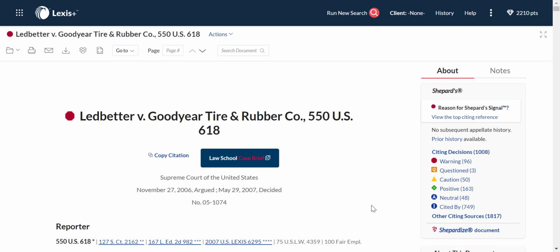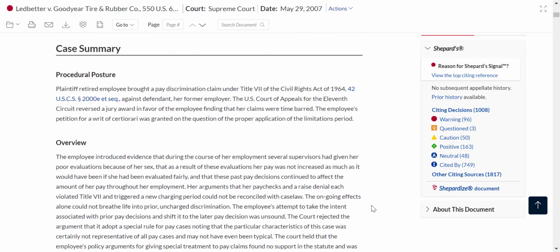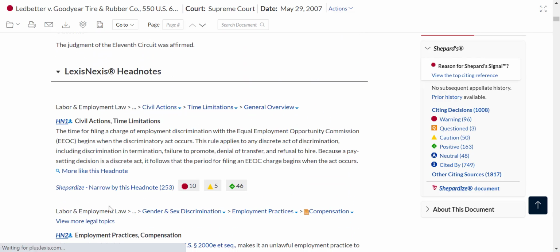This week we're talking about how to customize your Shepherd's report. One great way to do that is to narrow by a particular headnote. If you are in a case and you scroll down and take a look at the headnote section, you will see that you can Shepherdize, narrow by this headnote, after most of the headnotes in your cases.